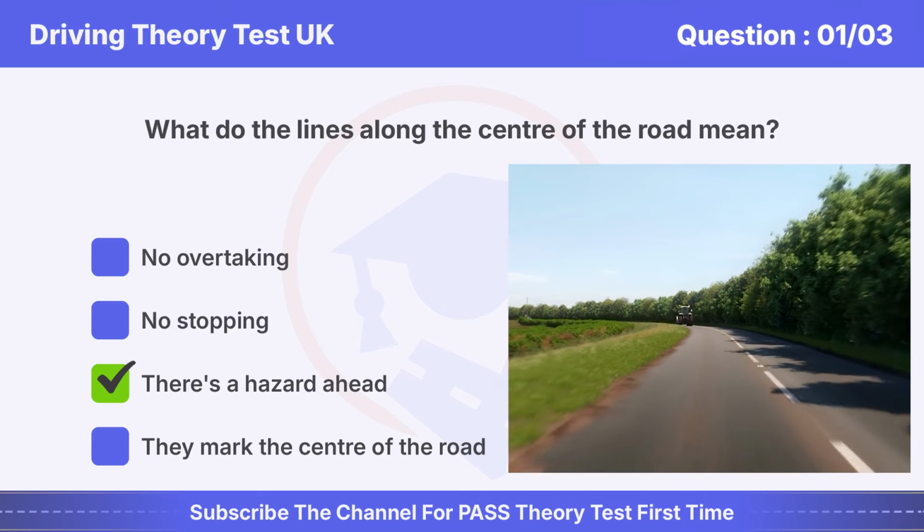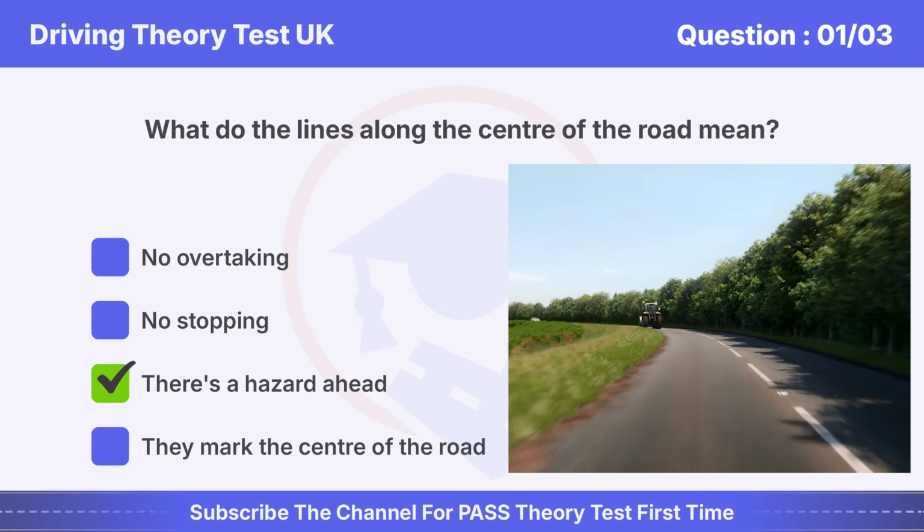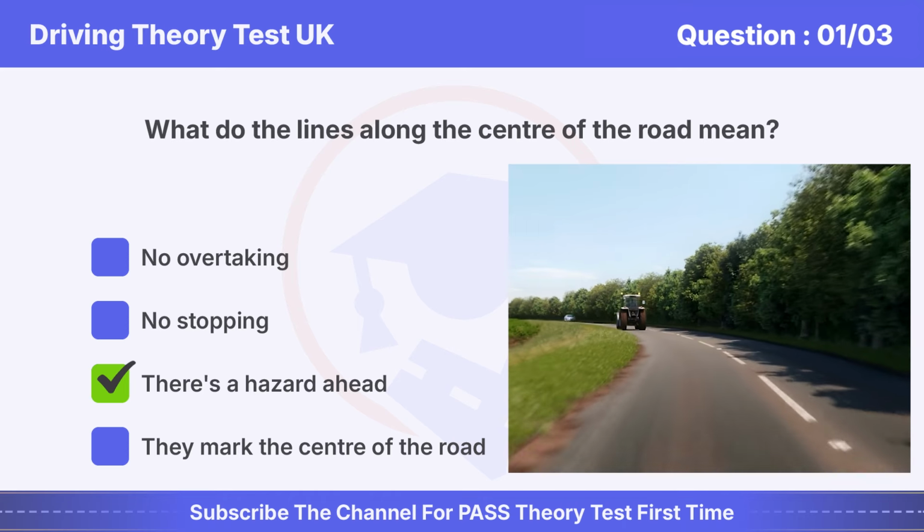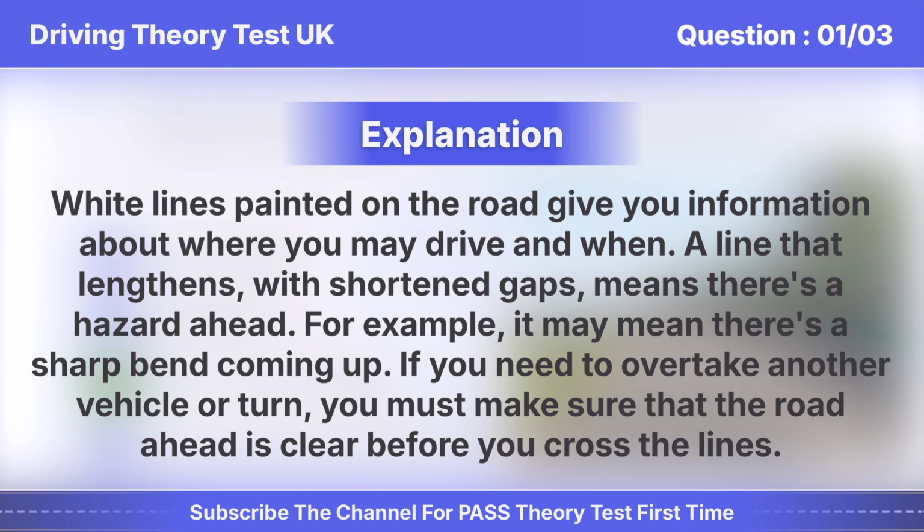Answer is C. There's a hazard ahead. White lines painted on the road give you information about where you may drive and when. A line that lengthens, with shortened gaps, means there's a hazard ahead. For example, it may mean there's a sharp bend coming up. If you need to overtake another vehicle or turn, you must make sure that the road ahead is clear before you cross the lines.